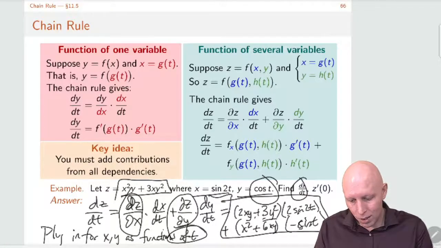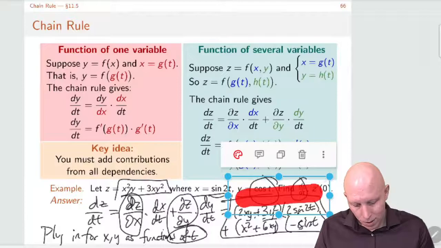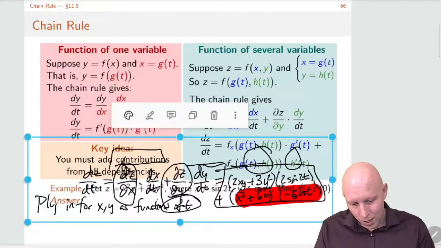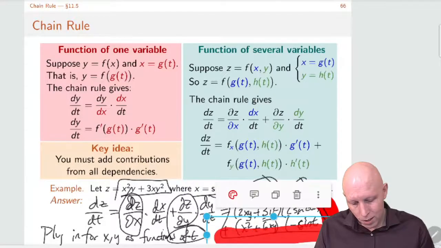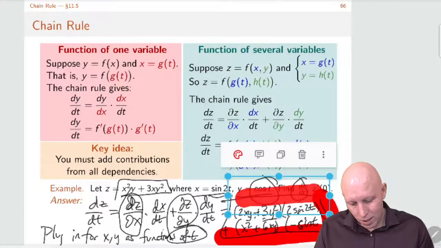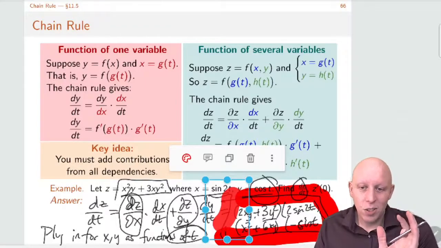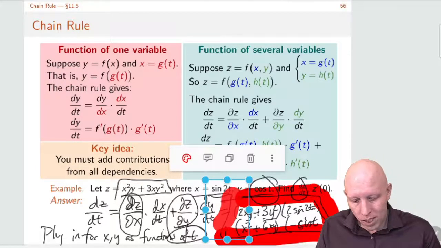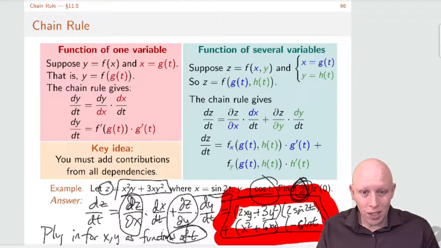let me highlight it. This answer right here, the joys of technology. All right, this answer right here, it's not good enough as an answer to what is dz dt. All right, so the reason why it's not good enough is that here z is really a function of t, and so the answer shouldn't have any t's, shouldn't have any x's and y's in it. It should only have t's.